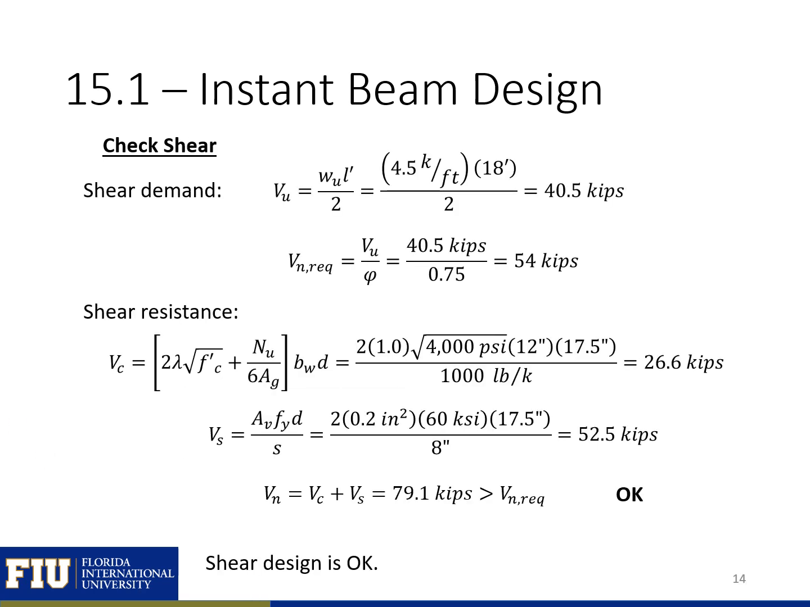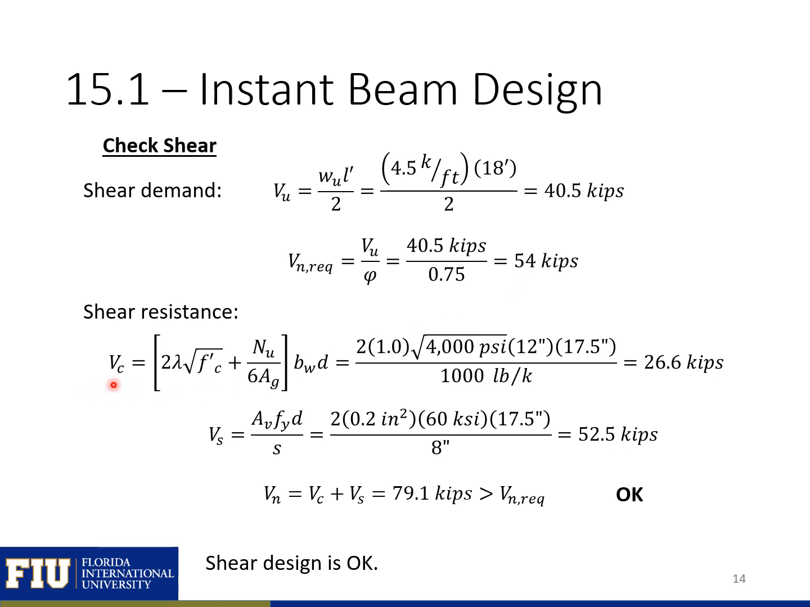Next, we need to check shear. So our shear demand, our Vu, is just wu times L over 2, which we find to be 40.5. So our Vn required is then that value divided by our phi factor for shear, 0.75, which gives us a Vn required of 54 kips.